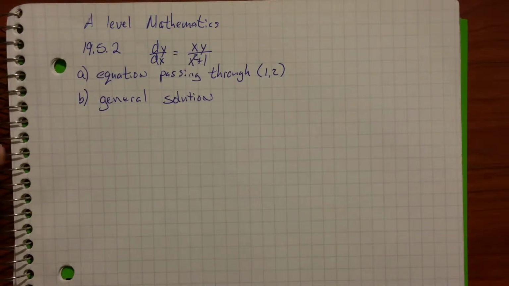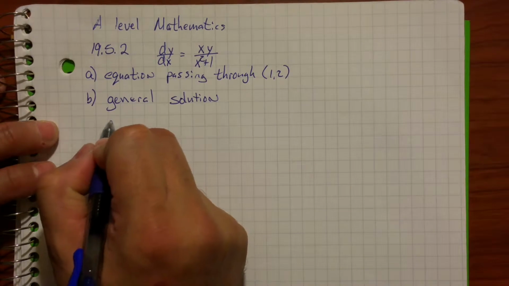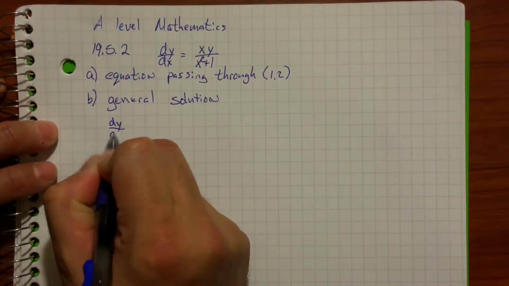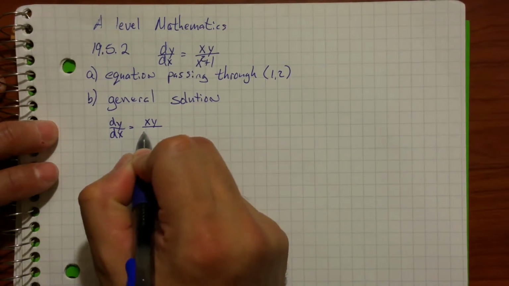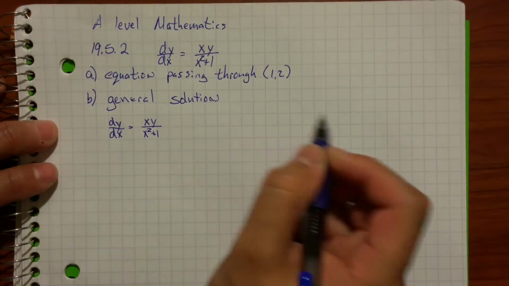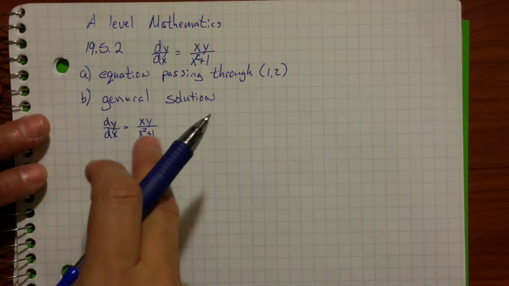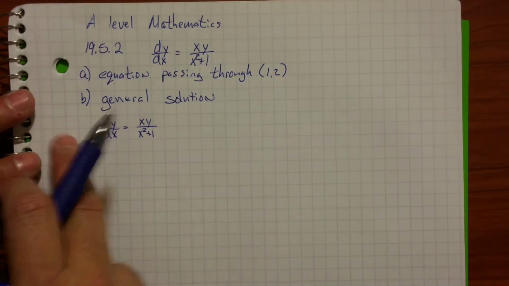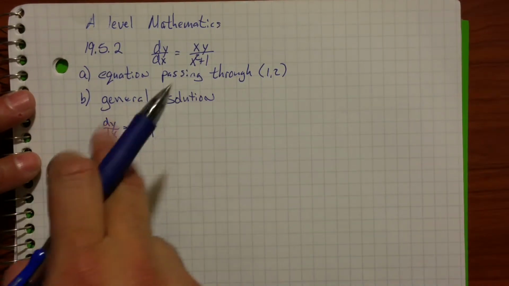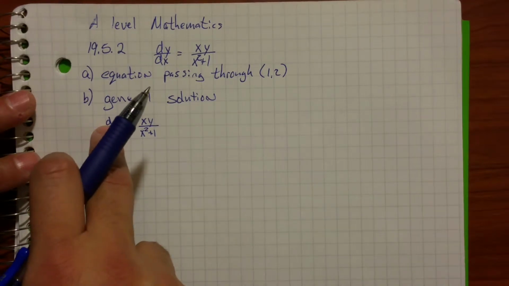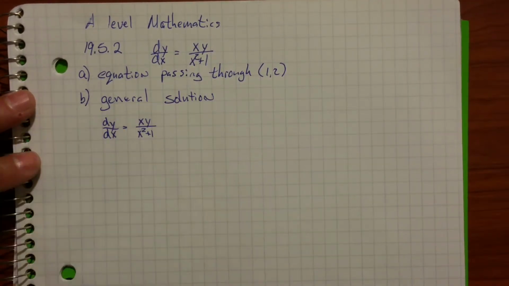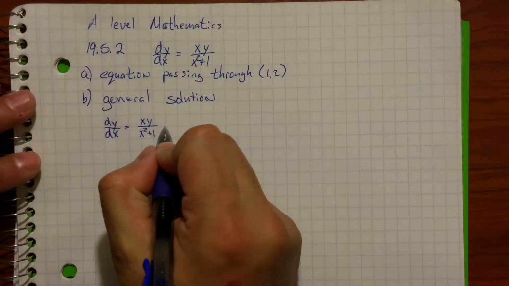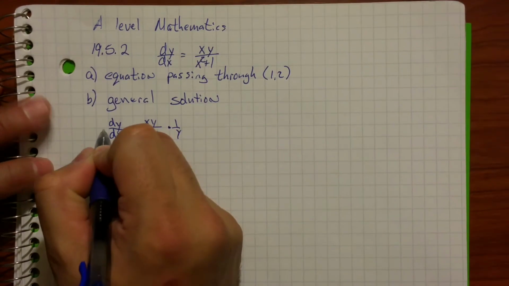So starting with part A, I'm going to take my dy/dx is equal to xy over x squared plus 1. I need to try and move my y's over here because I want to do this in terms of my x, because that's what it says. So I'm going to move my y to the other side. I'm going to multiply both sides by 1 over y.